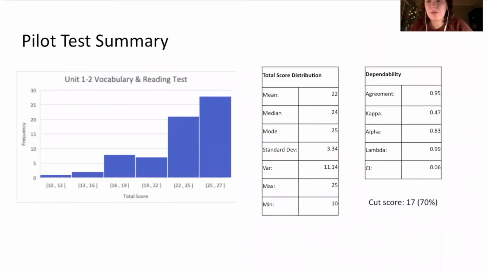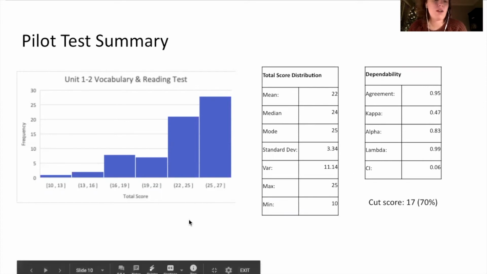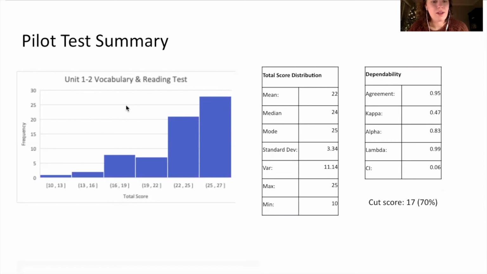Okay, and for this part, we have the summary of our results. This includes our histogram here, which shows that the majority of the students did really well on the test. We had a very high median, higher than our mean here. And the highest number of students, our mode here, was 25, which was the maximum score. We set our cut score at 70%, which in our case was 17. So right here, we had a few students who didn't make the cut score, but most of the students did.